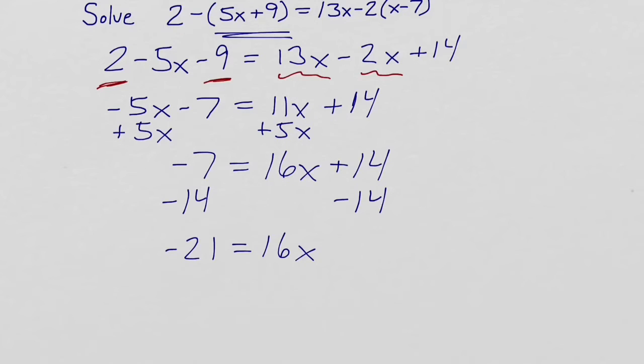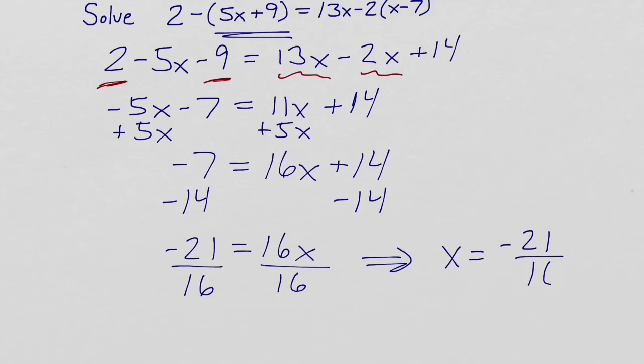And this means 16 times x, and the inverse property is division. So I'm going to divide both sides by 16 to get the final answer, x equals negative 21 over 16. And that's as simple as we can make it, because there's no number that divides both 16 and 21.